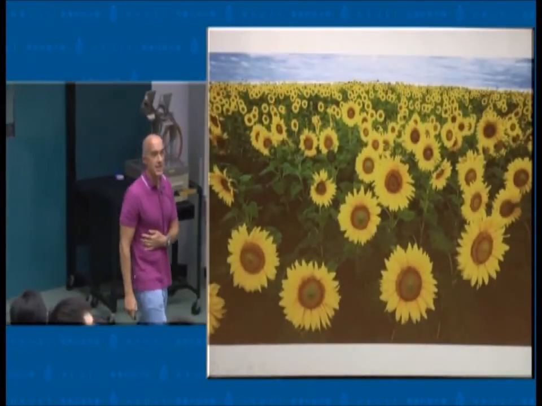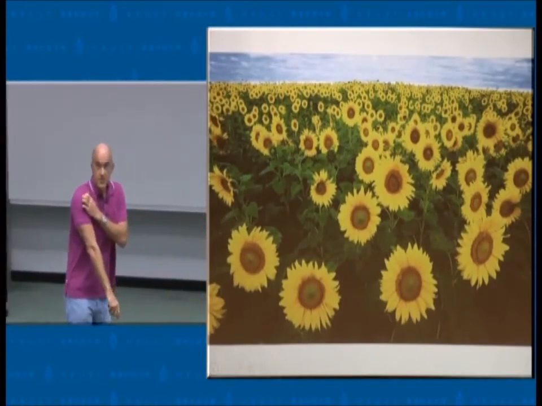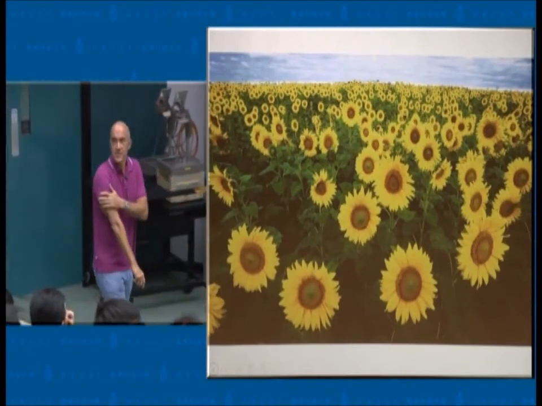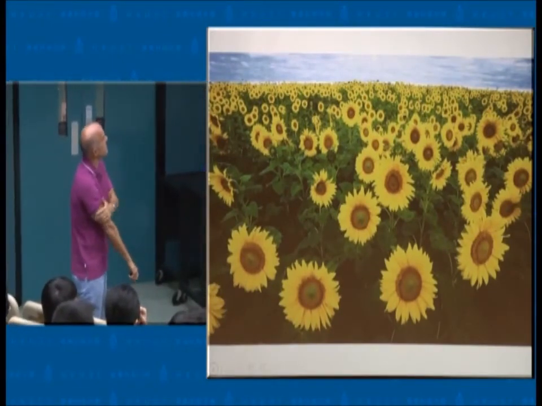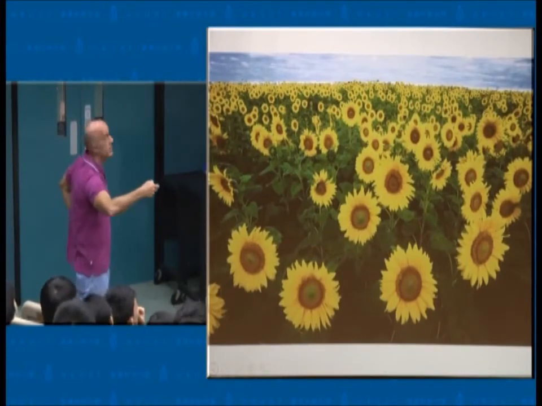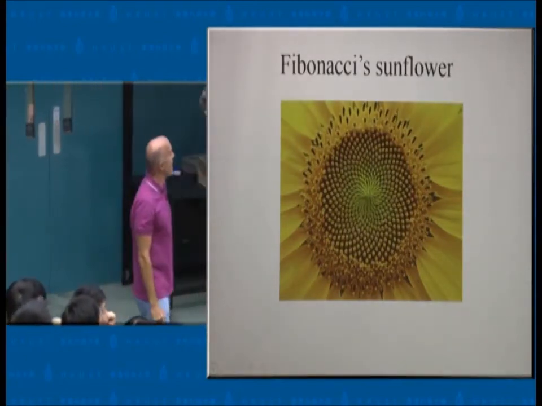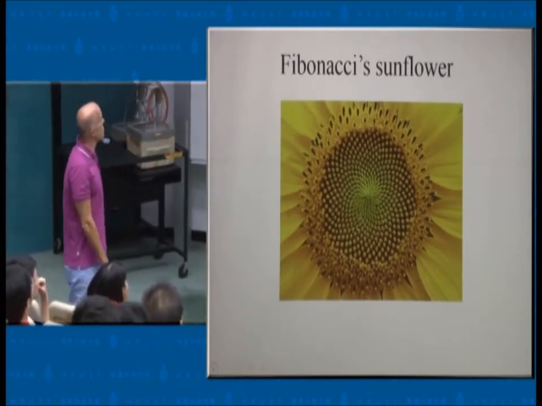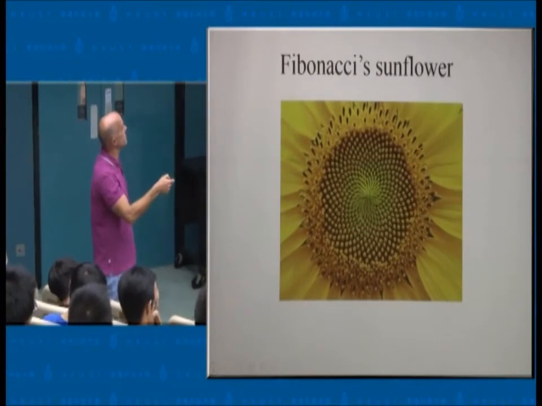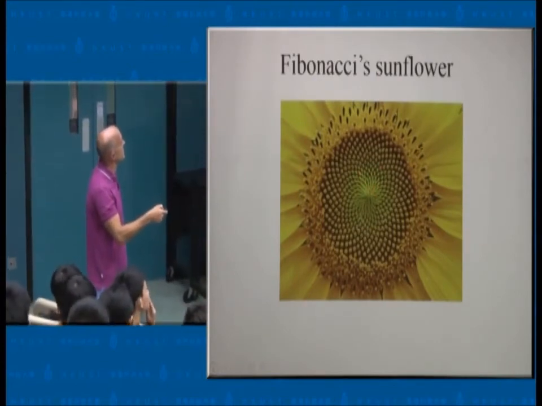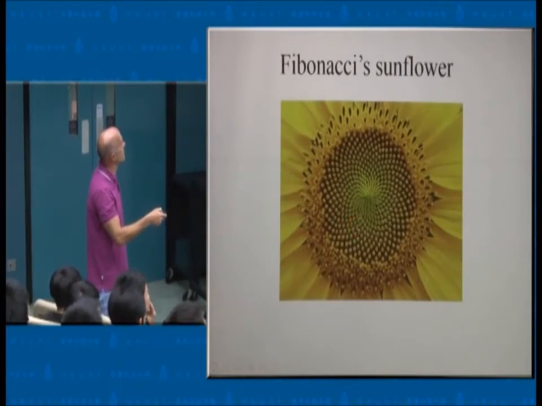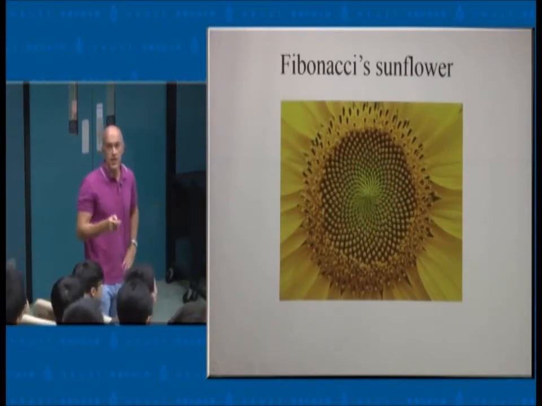So we need to know that to understand the sunflower. This is a field of sunflowers. Those are the very big flowers. Here's a Fibonacci sunflower. This is the head. When you look at this head, what do you see? You see spirals. But then if you look the other direction, here's spirals too. You have spirals going this way, counterclockwise, and you also have spirals going this way, clockwise.